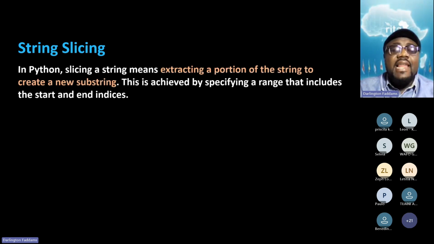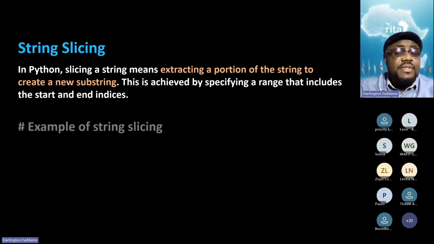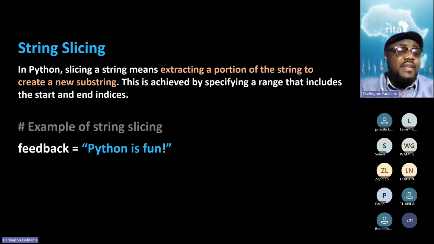We also moved on to the concept of slicing. And slicing is another powerful concept that you carry along in data analysis, in data science. This concept allows you to create a substring by extracting a portion of your string. And to do that, you still use the concept of indexing. If you have Python, it's fun, and you want to extract Python, you look at the index position of P and the index position of the N.